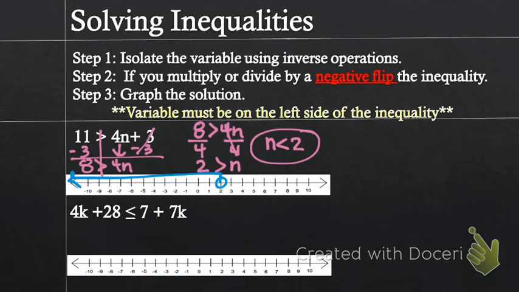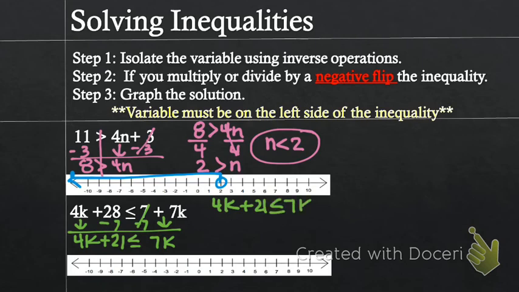All right, our next one, we're going to choose the smaller constant, so I'm going to subtract that 7 from both sides. Bring down my 4k. 28 minus 7, we get a positive 21. Bring down my inequality, bring down my variable. Okay, I'm going to rewrite it: 4k plus 21 is less than or equal to 7k. So I'm going to choose the one that's on the same side as the constant, which is our 4k. So I'm going to undo it by subtracting 4k from both sides.